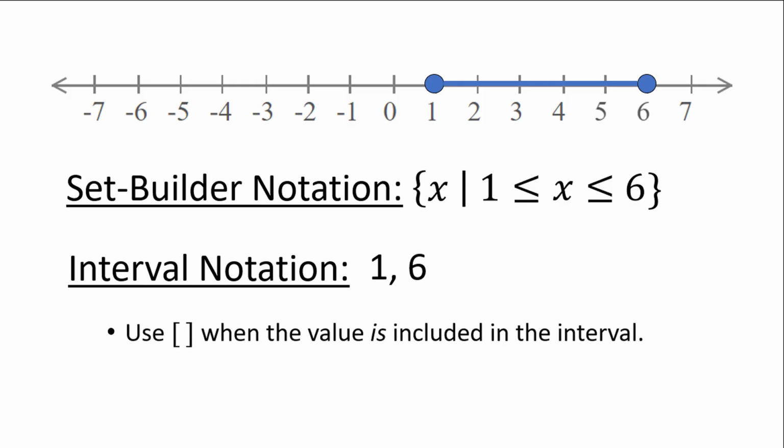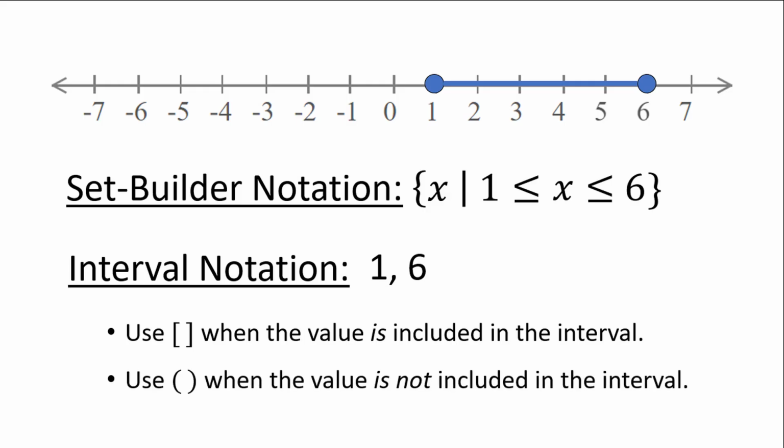You should use a square bracket when the value is included in the interval, such as when we have a closed circle on the number line. You should use parentheses when the value is not included in the interval, such as when we have an open circle on the number line. In our example, both the 1 and the 6 are included in the interval, so we can use brackets on both values. And that's it! This specifies that the numbers between 1 and 6 are allowed, and since we use square brackets, we know that both 1 and 6 are included in the interval.